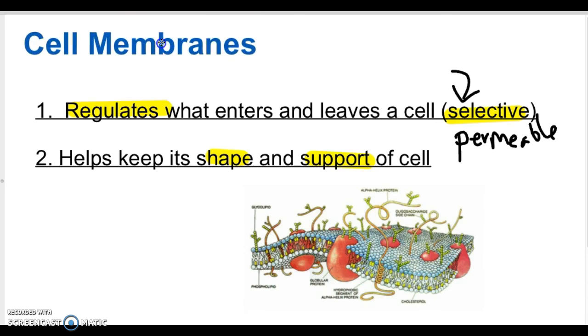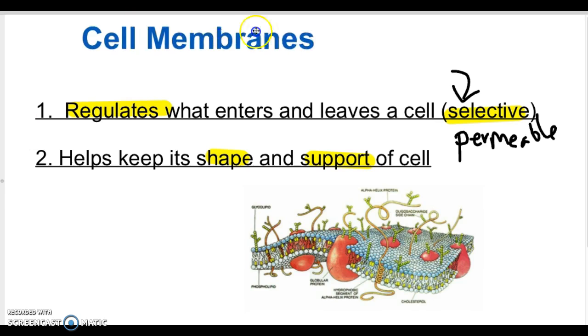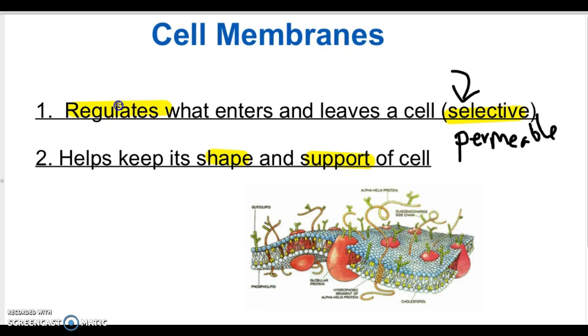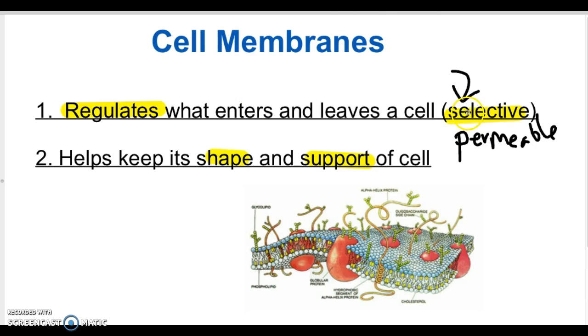The cell membrane is the last organelle to review, and the cell membrane is very, very important to cells because it helps regulate or tell what things can come in and what can leave the cell. And we call the cell membrane selectively permeable. It's choosy, it's selective about what can come into it and what can leave. The cell membrane also helps with keeping the cell's shape and also helps support the cell.